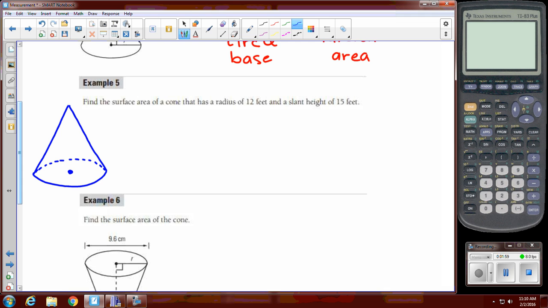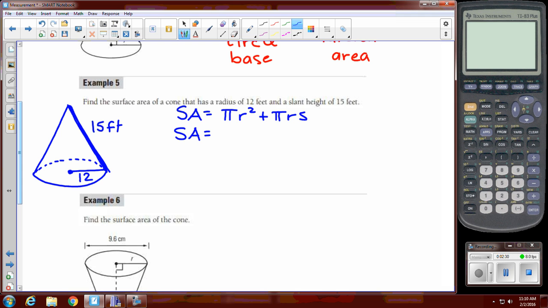And then right from the middle of the circle on the bottom, it's telling us I have a radius of 12 feet. So from the center out, that's 12 feet. And the slant height is along the edge of the cone. The slant height is 15 feet. So as I said earlier, I have the radius and the slant height, so I have everything I need to find the surface area. We'll start with the formula, which is surface area equals pi r squared plus pi r s.